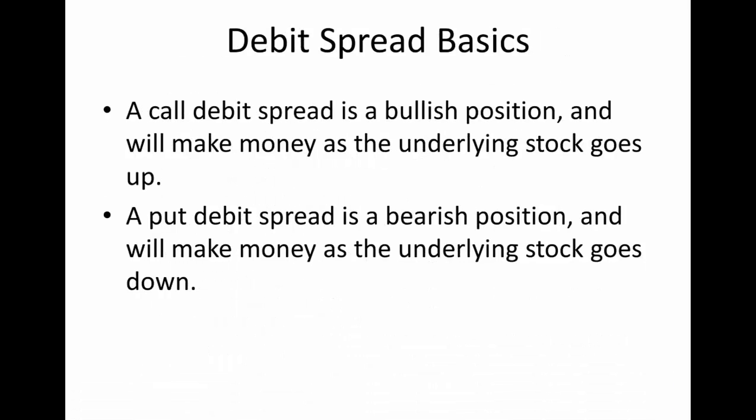And then, of course, the basic thing here is that a call debit spread is a bullish position and it will make money as the underlying stock goes up. However, also note that it also protects you if a stock's going sideways from theta decay. A put debit spread is a bearish position and will make money as the underlying stock goes down.